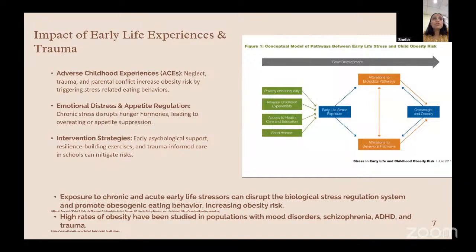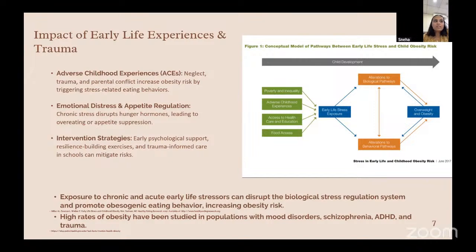The impact of early life experiences and trauma also plays a huge role. Neglect, trauma, and parental conflict can increase obesity by triggering stress-related eating behaviors. We'll see that in the next slide. And also emotional distress and appetite regulation. Chronic stress disrupts hunger hormones, and again it disrupts sleep as well. All these are interlinked.